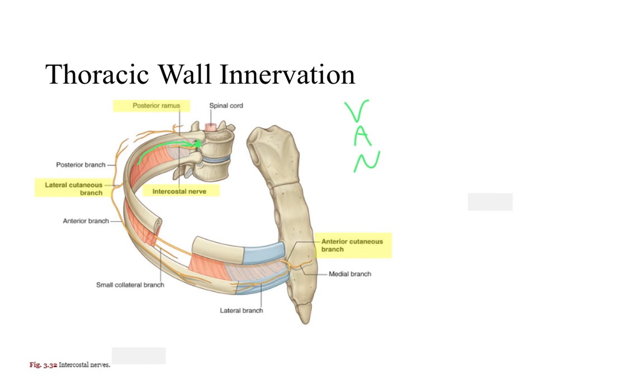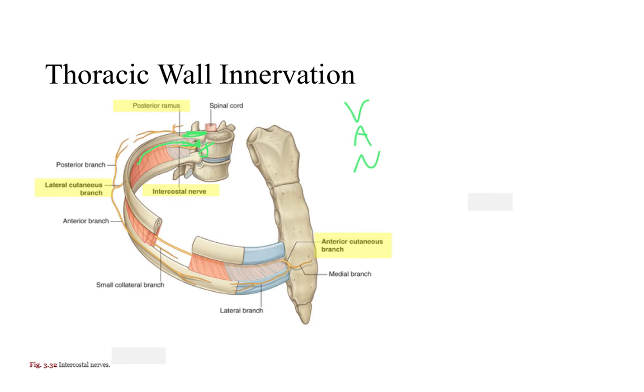All right, and the way they're numbered is if you look at this nerve right here, if this is the fifth thoracic nerve coming out, then this is going to be the fifth rib. So the nerve passes along the rib that it's associated with.